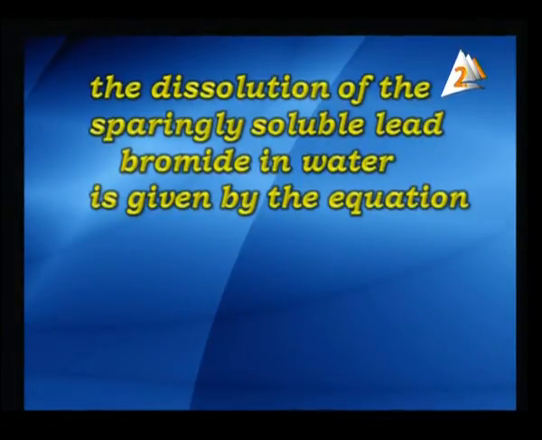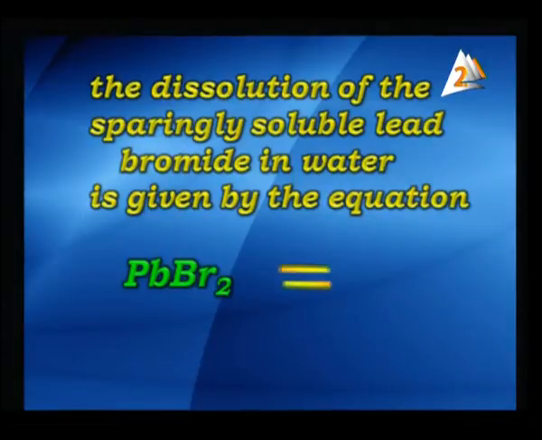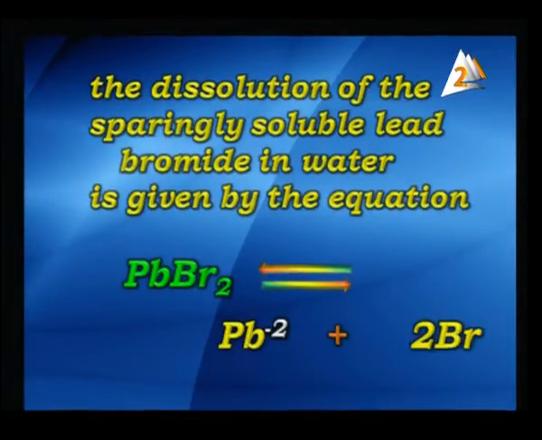Take the dissolution of sparingly soluble lead bromide in water. Sparingly soluble means it does not dissolve in water easily. It's given by this equation. Look at the equation for lead bromide, PbBr2, reversible in two directions, giving Pb2+ plus 2Br-. This reaction needs a closed system to be in dynamic equilibrium.